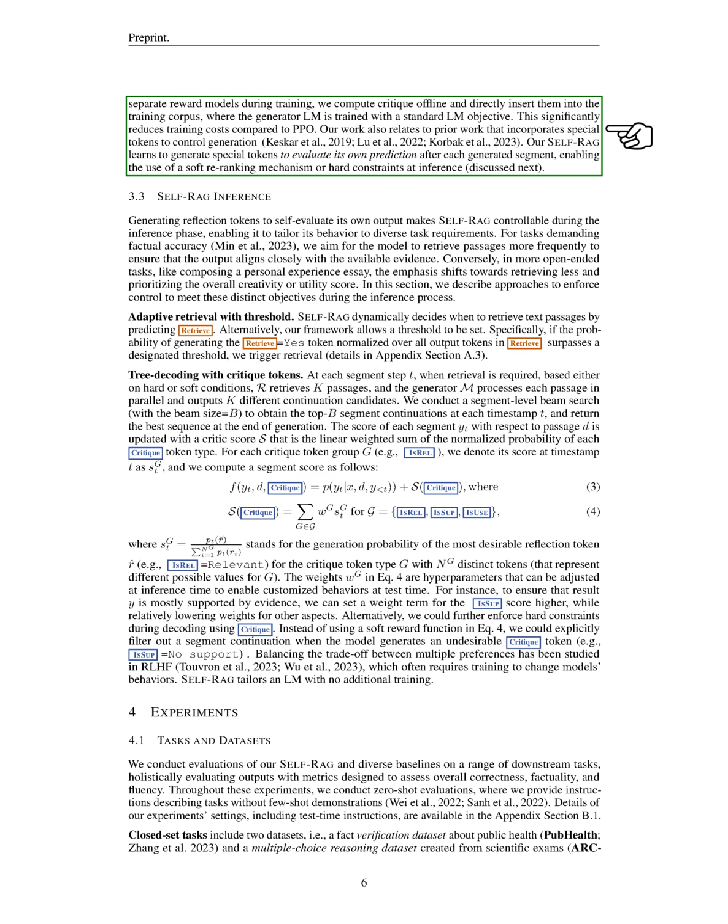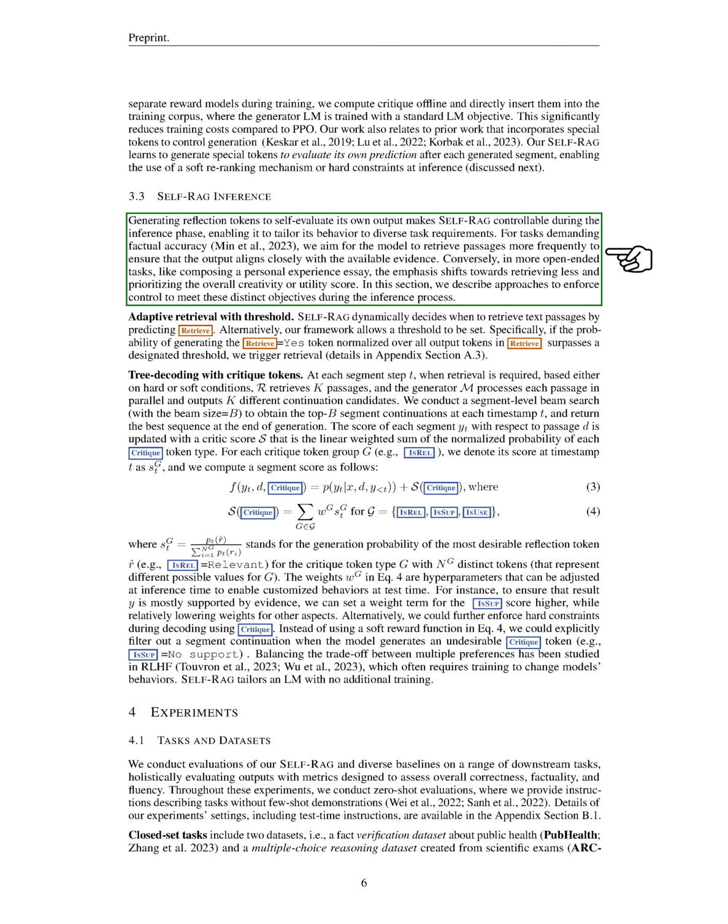However, instead of relying on separate reward models during training, we compute critique offline and directly insert them into the training corpus. This significantly reduces training costs. Our model also learns to generate special tokens to evaluate its own prediction after each generated segment, enabling the use of a soft re-ranking mechanism or hard constraints at inference.